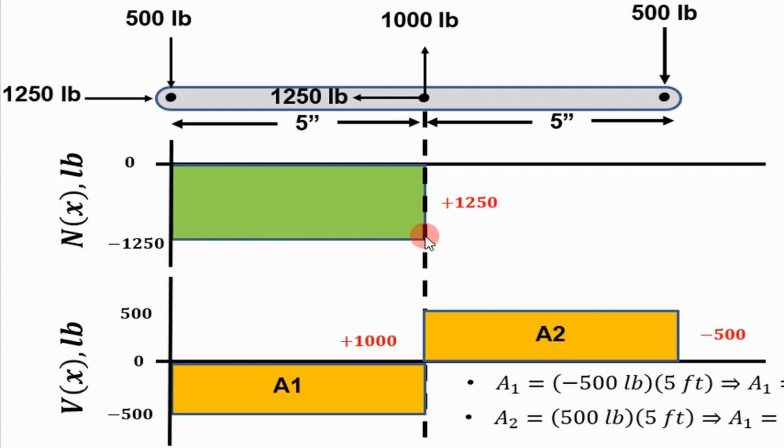Bang, we hit another normal force right here. It points to the left, that's positive. So we jump up 1250, and we hit 0. And that's what you're looking for on each one of these diagrams. You want to end up at 0. If you don't, you did it wrong.